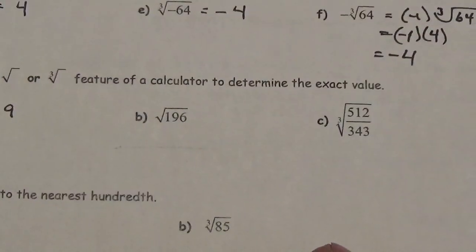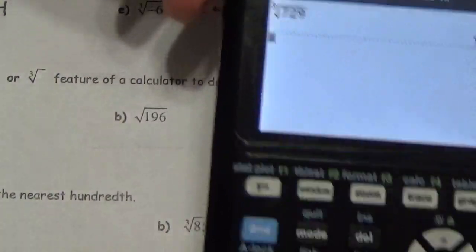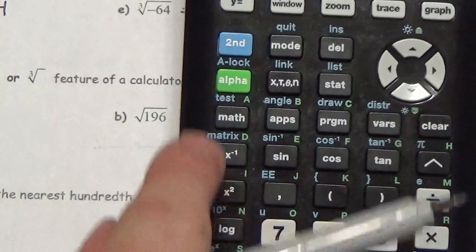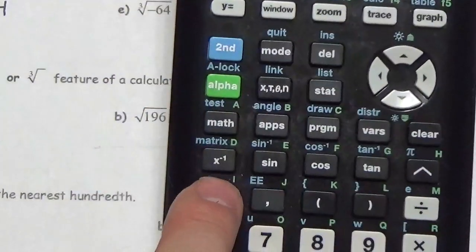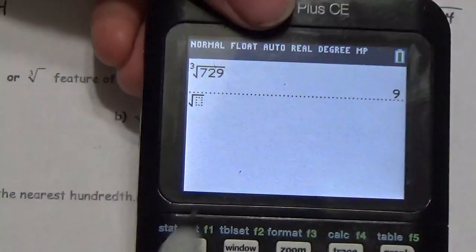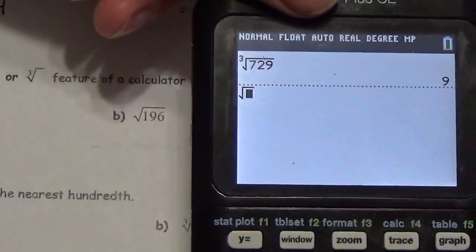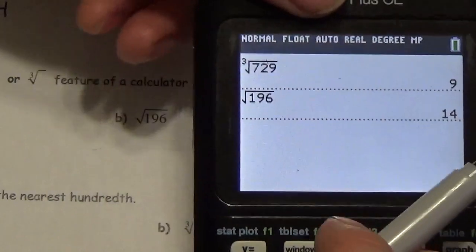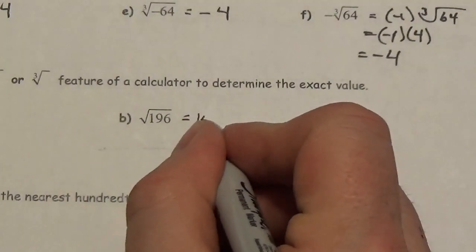Here, I'm asking for the square root of 196, and most calculators actually have a square root button. It's usually associated with the square button, so second square brings up my square root symbol here. 196, press enter, and we get 14. So the square root of 196 is 14.